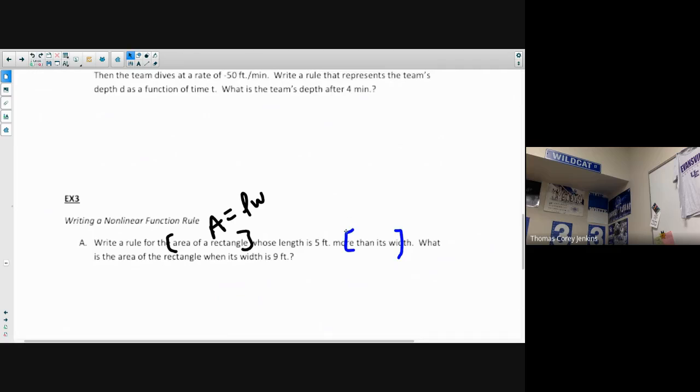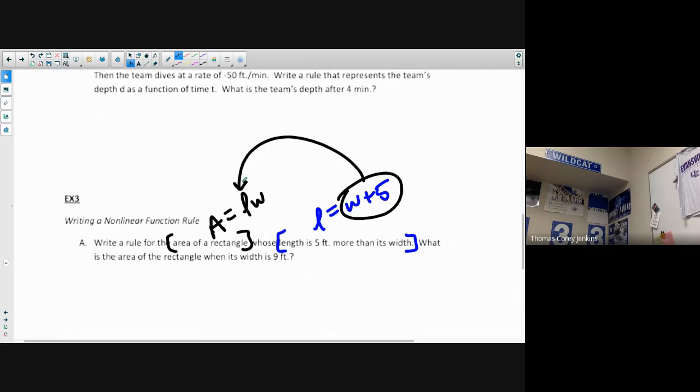I'm screwing myself up here. Let's try that again. Trying to go a little bit too quick. Getting a little too cute here. Length is 5 more than the width. So as an expression, that would be L equals 5 more than the width, so W plus 5. What's the area of a rectangle, so let's do the first thing first. All right, so we want to basically take our original formula, and we want to sub in W plus 5 right there.